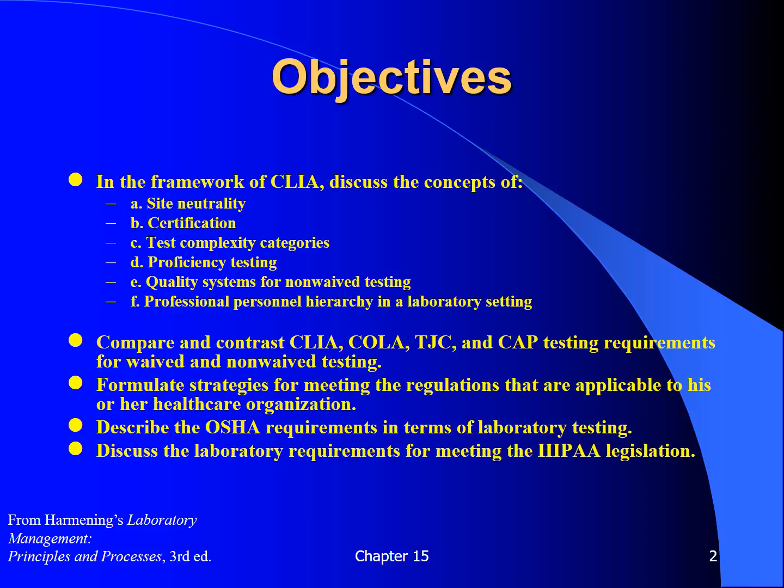Following successful completion of this chapter, the learner will be able to, in the framework of CLIA, discuss the concepts of site neutrality, certification, test complexity categories, proficiency testing, quality systems for non-waived testing, and professional personnel hierarchy in a laboratory setting. Second objective, compare and contrast CLIA, COLA, TJC, and CAP testing requirements for waived and non-waived testing.